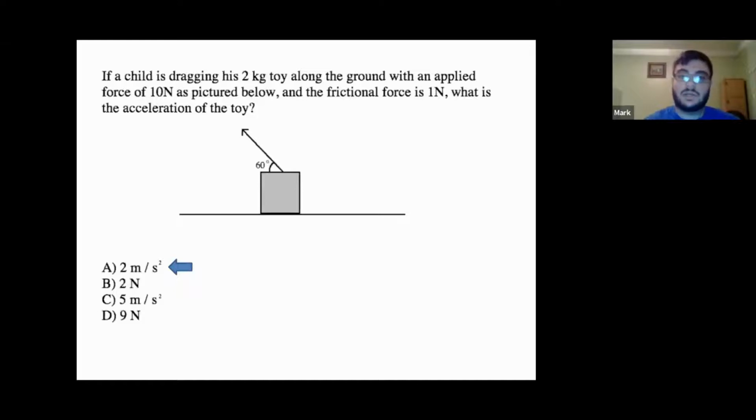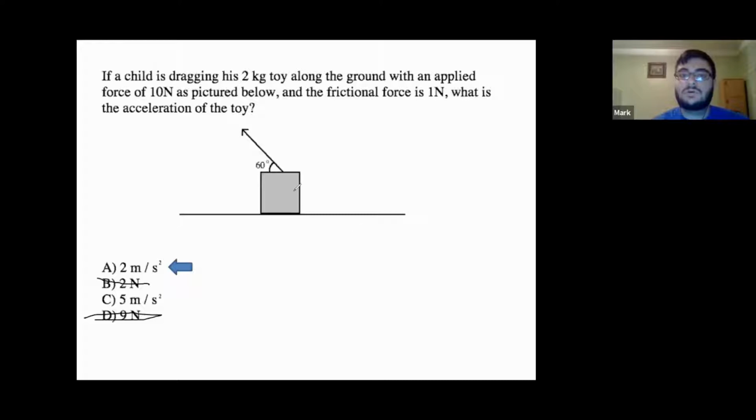The answer is actually A. And I'm glad that you guys narrowed it down to at least A or C, because as you know, they asked what the acceleration of the toy was. If you look at the units, you can already eliminate B and D because these are in newtons. So that was easy. Now all you have to do is find what the acceleration actually is.